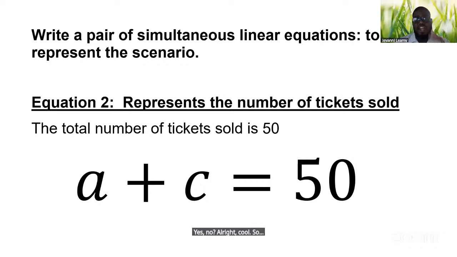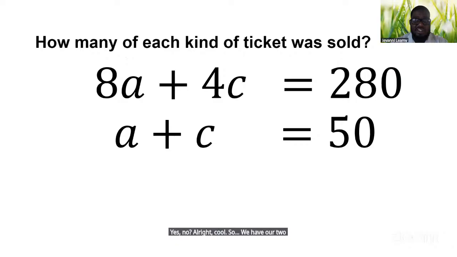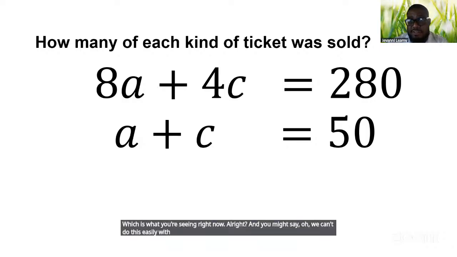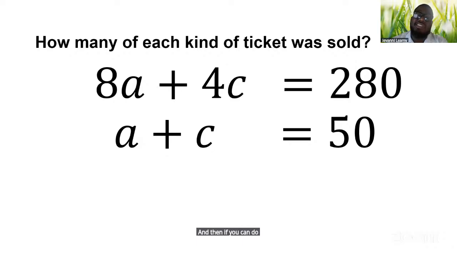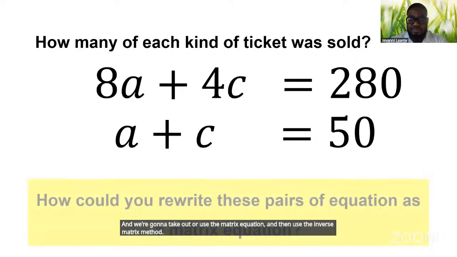So we have our 2 equations, which is what you're seeing right now. And you might say, we can do this easily with elimination, substitution, and I can even do it on a graph, but we're doing the matrix method. So those two equations are what we're going to use, and we're going to use the matrix equation and then the inverse matrix method to find the values.